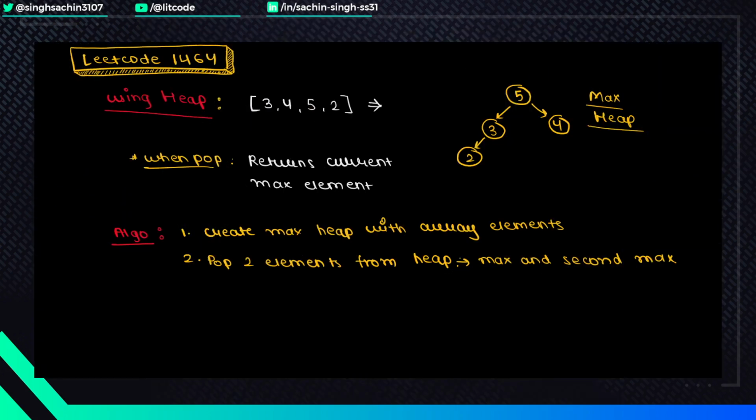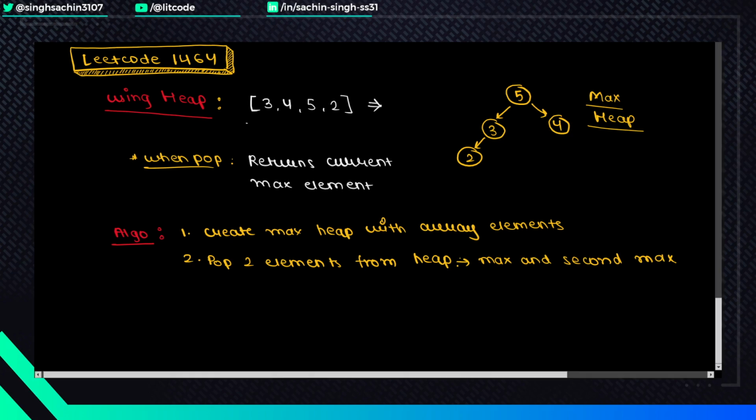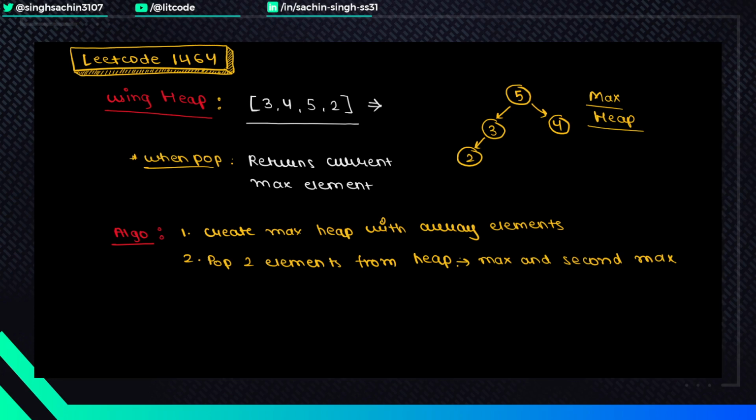So if you see, what is a max heap? In a max heap, basically, if we are given an array, for example, 3 4 5 2 is an array, if I convert that into a max heap, the root node, this will be the root node, right? The root node will have the maximum element, like the element with the greatest value, okay. And both of the children nodes will have values smaller than the root node, and this principle will be followed throughout the max heap.